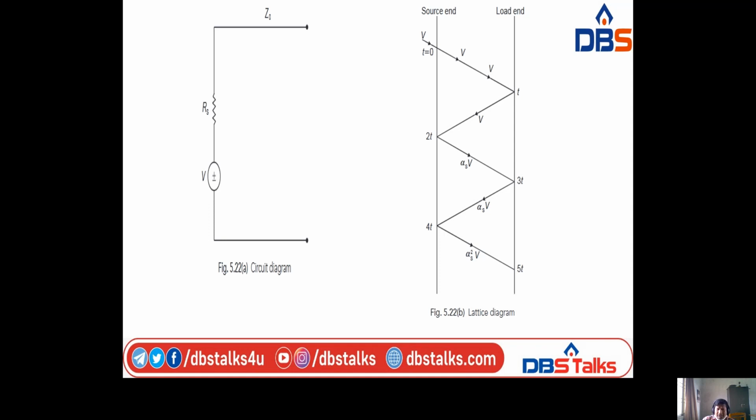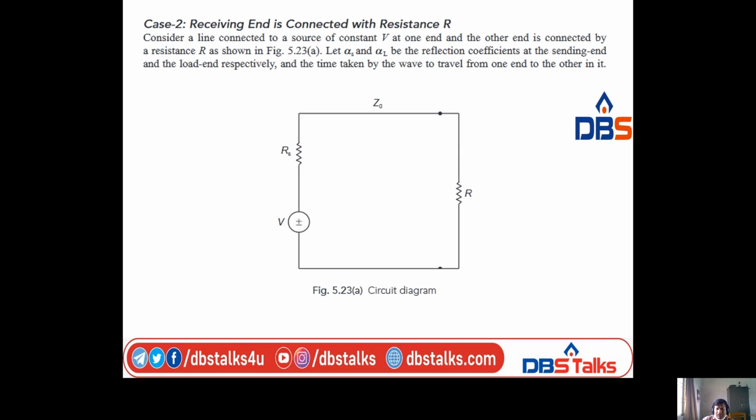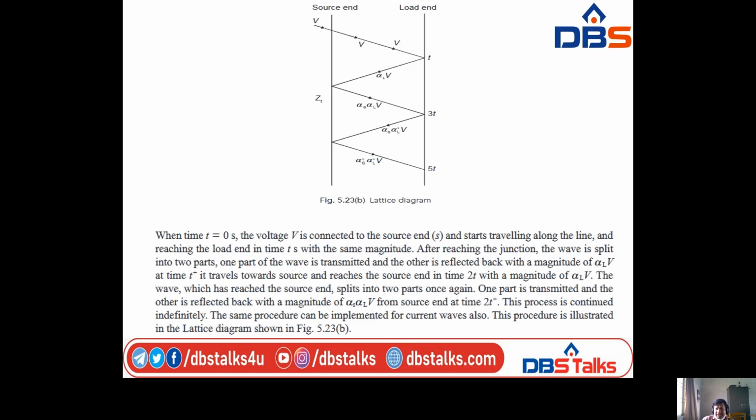But coming to the line terminated with a resistor R, at t, alpha L V; at 3t, alpha S alpha L V; at 5t, alpha S square alpha L square V. Like that, there will be changes. That is the small difference between the open circuit line and the line terminated with a resistor. This is how the lattice diagram will be constructed.